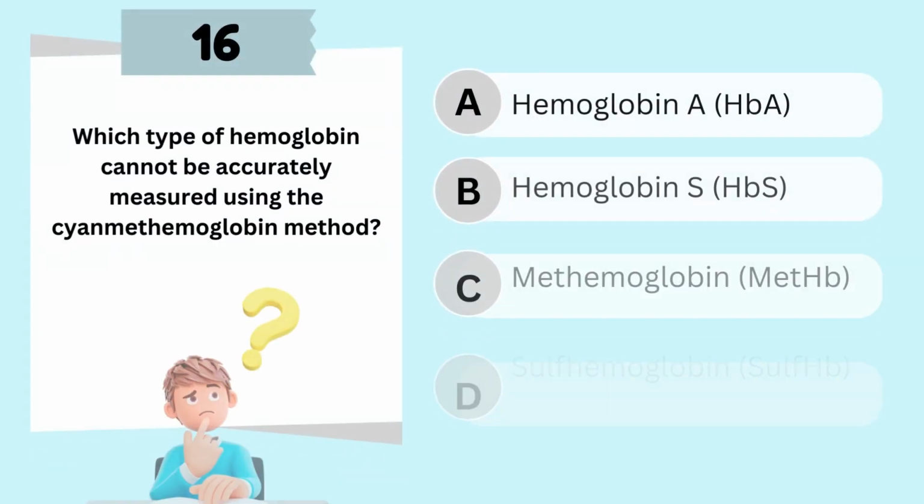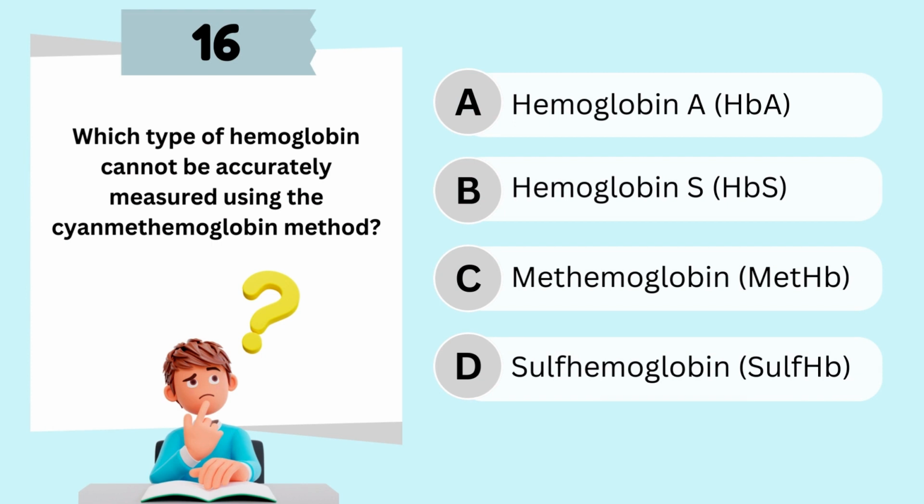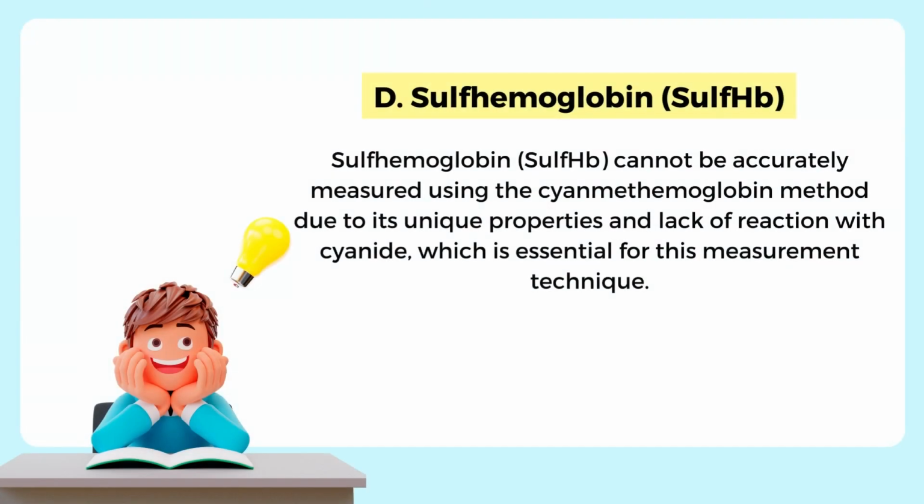Which type of hemoglobin cannot be accurately measured using the cyanamide hemoglobin method? The correct answer is D. Sulfahemoglobin.